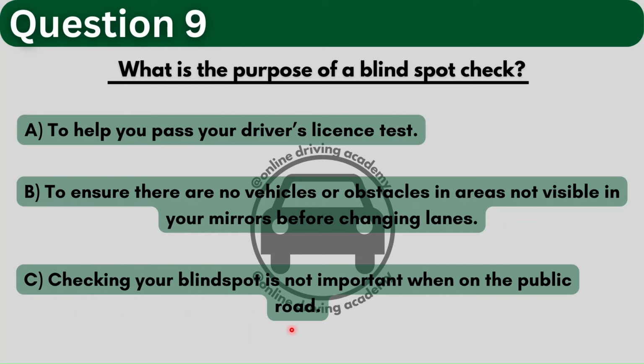Now this is very important when on the public road, because remember, if you're going to be changing lanes, you're going to have to be 101% sure that the lane that you're about to turn into is clear. So the correct answer here would be option B. The purpose of a blind spot check is to ensure that there are no vehicles or obstacles in areas that are not visible in your mirrors before changing lanes.